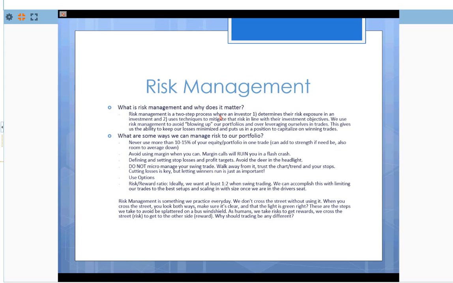Okay, risk management is something that we all practice every day. We don't cross the street without using risk management. You look both ways to make sure it's clear and that the light is in your favor. These are steps that we take to avoid being a bug on a windshield. So, we know as humans that we have to take risks to get rewards, but that we have to mitigate that risk in order to protect ourselves. So it's no different in our crossing the street scenario than it is in trading. So you shouldn't take it for granted, and you shouldn't just assume that you're doing everything you can. You should constantly be looking for ways to improve.